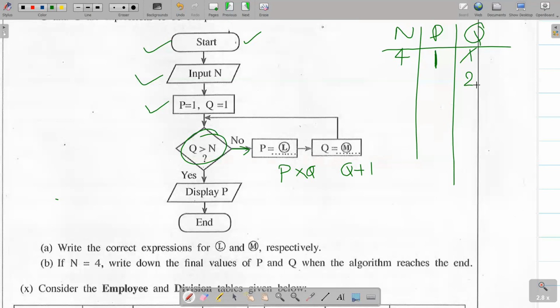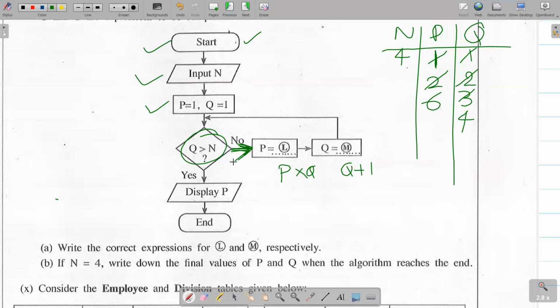And Q larger than n, still Q is not larger than n, still goes on this part. P into Q, 1 into 2, now P will become 2, and Q increases by 1, to 3. Goes up and checks the condition, still it is not true, again comes on this part, P equals P into Q. So 2 into 3 will give you 6, right? And Q will be increased, it's 4. Checks the condition again, Q larger than n, Q is 4, n is 4. It's not larger, it's equal. So still the answer is no.